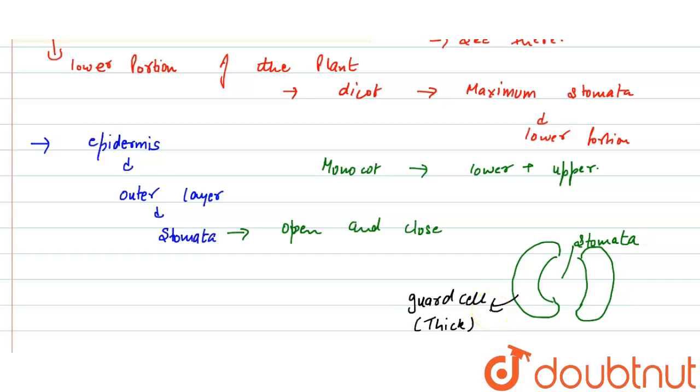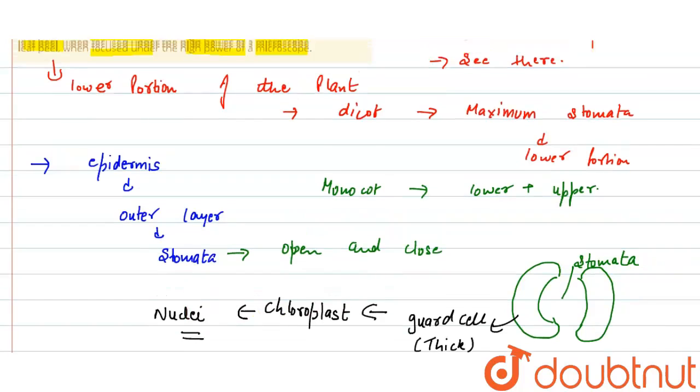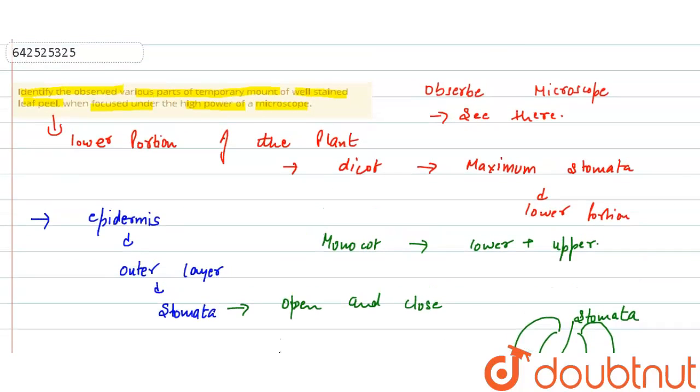So these are the guard cells, and then in the guard cells, when we zoom in further under the microscope, we can see the chloroplast. Moreover, we can also see the nuclei. So these are the things which can be visualized under the high power microscope, and the leaf will be taken from the lower portion to see the exact image. I hope you understand. Thank you.